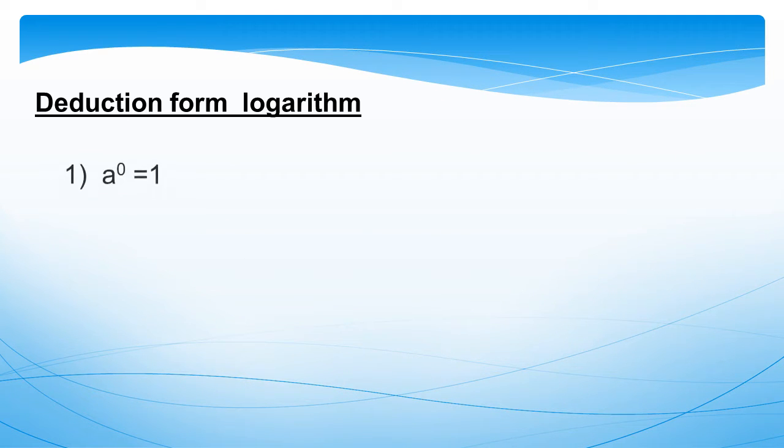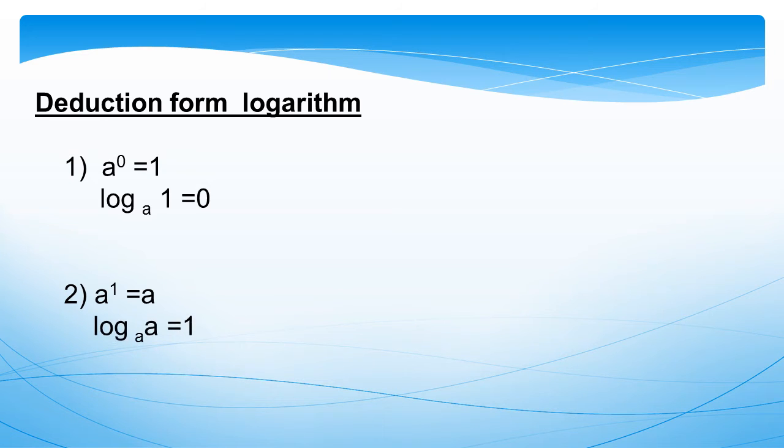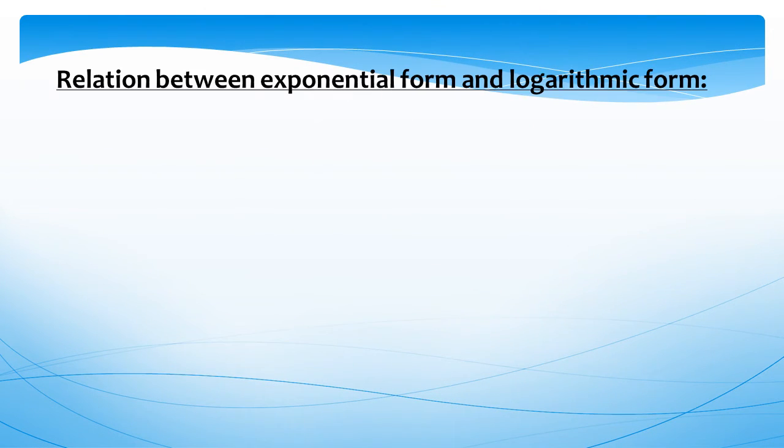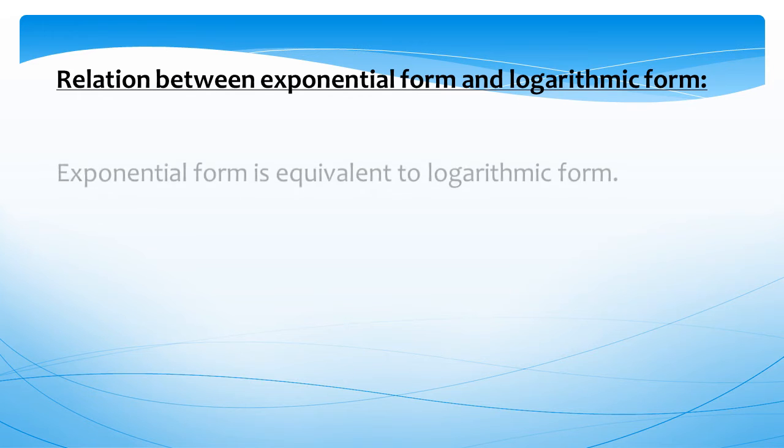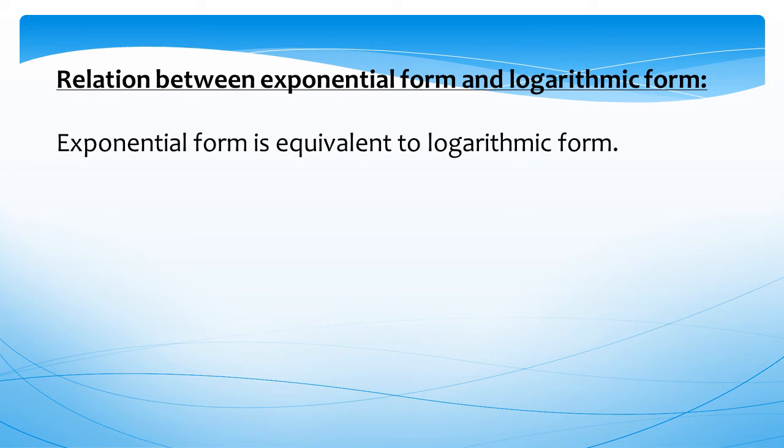Deduction from logarithm. Part 1, a raised to the power 0 equals 1. Now convert into logarithmic form. Logarithm of 1 to the base a equals 0. Part 2, if a raised to the power 1 is equal to a, now convert into logarithm. Logarithm of a to the base a equals 1. Relation between exponential form and logarithmic form. Exponential form is equivalent to logarithmic form. A raised to the power y is equal to x for the exponential form, equivalent to logarithm of x to the base a equals y.